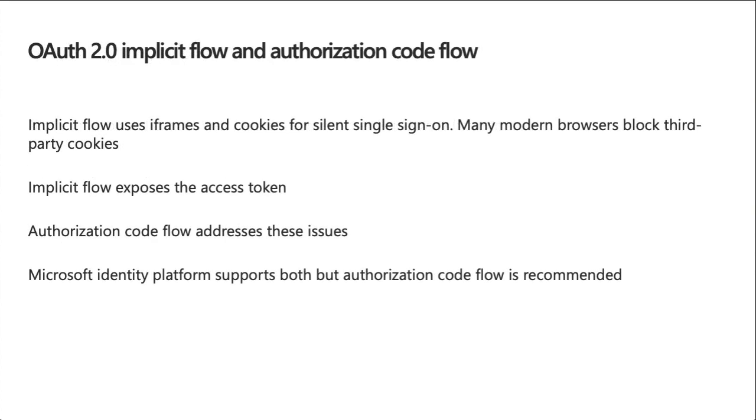The pattern used to implement the implicit flow in SPAs included the use of iframes and cookies for silent single sign-on in the browser. However, many modern browsers now block third-party cookies, which breaks that implementation. That fact, along with concerns about the visibility of access tokens when using the implicit grant flow, led to the decision to move to using the OAuth 2 authorization code flow for single-page apps as well.